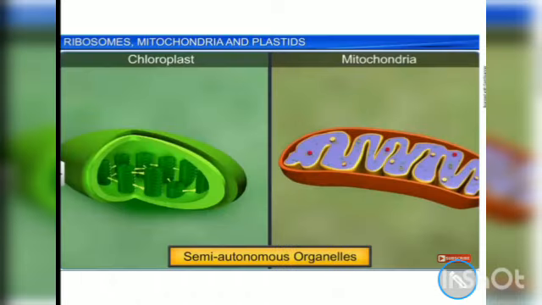Now see the comparison between the two semi-autonomous organelles of the cell, mitochondria and chloroplast, generally in the plant cell. They both have their own DNA as well as ribosomes and RNA, so that they can prepare their own protein. Hence they are called semi-autonomous organelles of the cell.